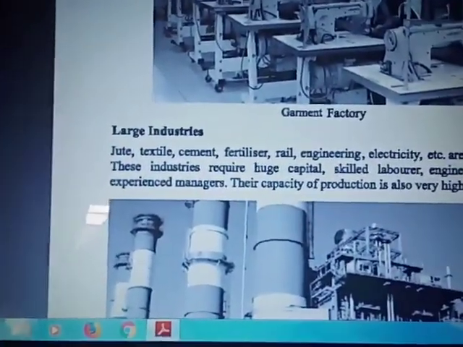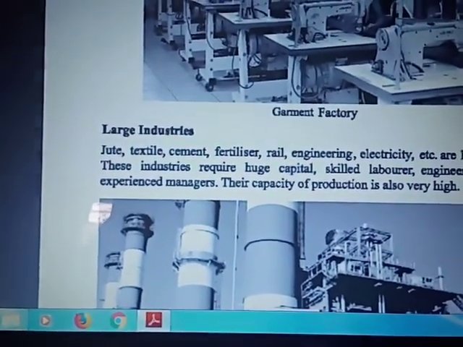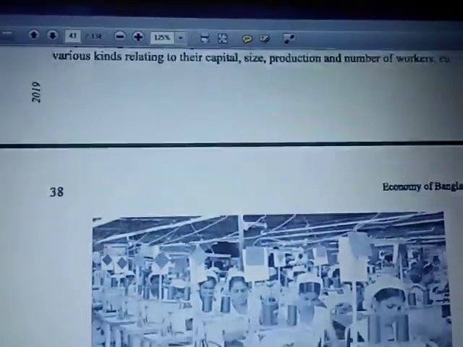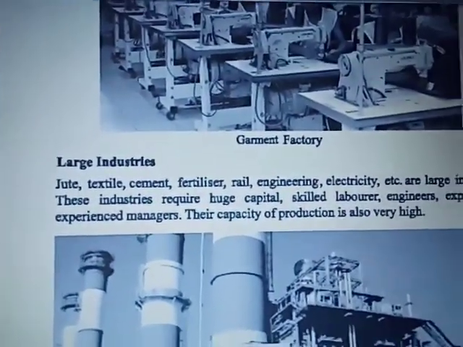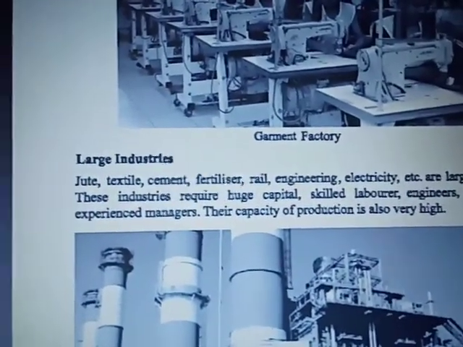Industry, actually, Bangladesh has achieved huge success with the ready-made garments industry. Industry can be divided into various kinds relating to capital, size, and production. We can divide it into large industries: jute, textile, cement, fertilizer, rail, engineering, electricity are large industries.